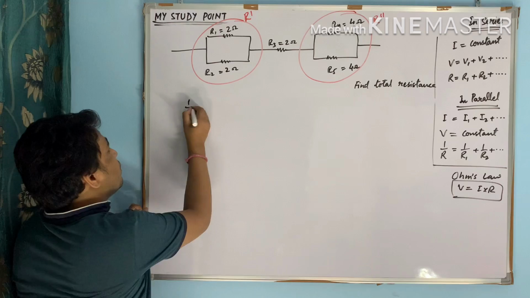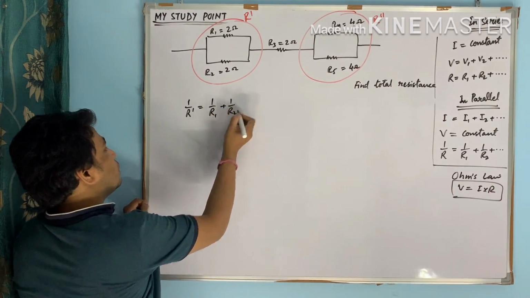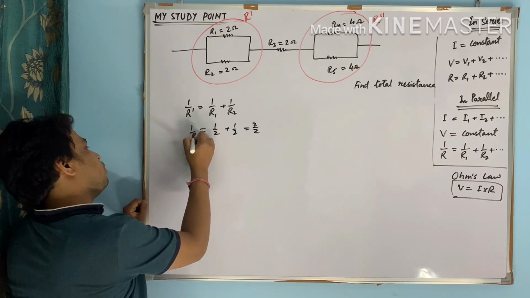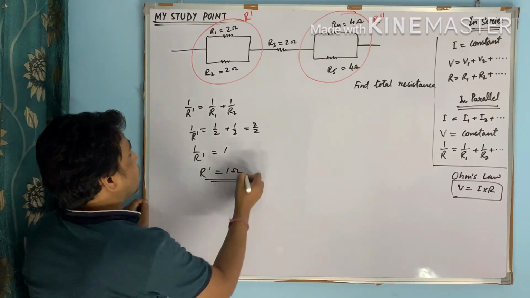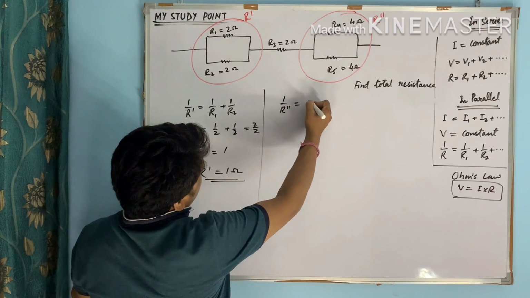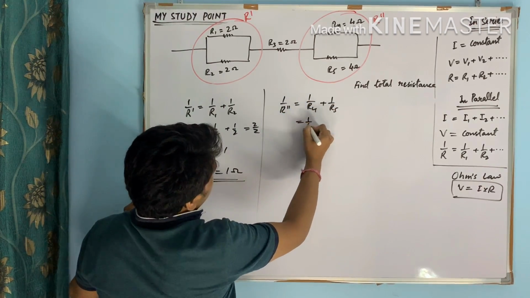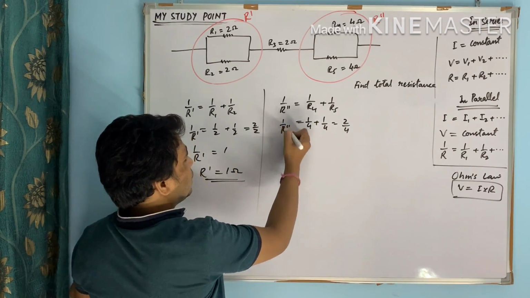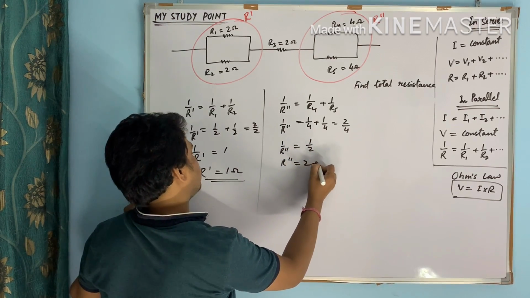In this question, first of all, you have to solve R dash, that is 1 by R1 plus 1 by R2, 1 by 2 plus 1 by 2, that is 2 by 2. So 1 by R dash is 1, R dash is 1 ohm. Next, we have to solve R double dash, that is 1 by R double dash is equal to 1 by R4 plus 1 by R5, that is what? 1 by 4 plus 1 by 4, 2 by 4, that is 1 by R double dash will be 1 by 2, so R double dash will be 2 ohm.